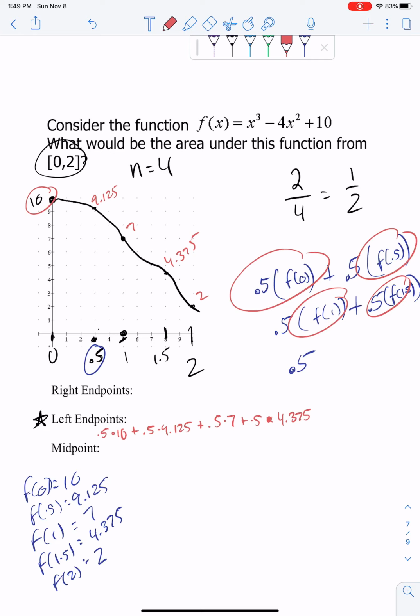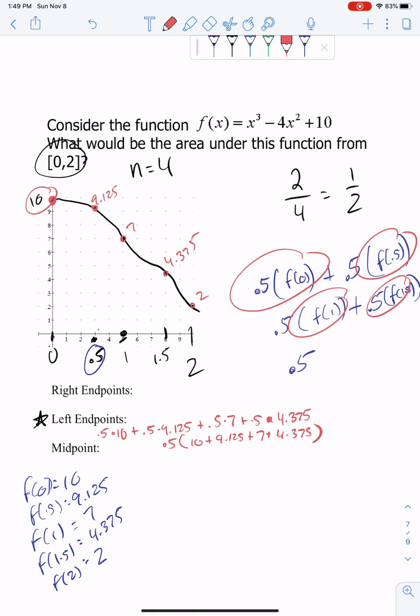And you know what? We're not even going to type it in. I don't want to take time on a video for you to watch me type that in a calculator. But remember the shortcut. All of these are 0.5 wide. So you could just do 10 plus 9.125 plus 7 plus 4.375. The important thing is that you recognize the left endpoints where those happen, okay?